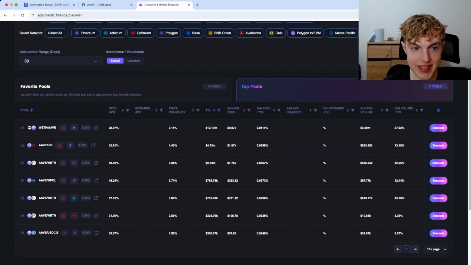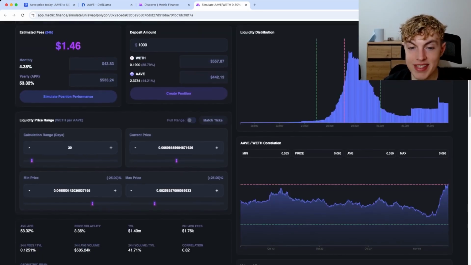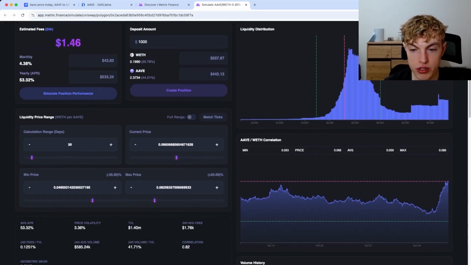Let's take a look at this AAVE to wrapped ETH position over on Uniswap and Polygon. It says it's giving 60% APR. The TVL is over 2 million. It's not too low, but it's not the highest. Let's go ahead and simulate it. These assets are 82% correlated, which is a great sign.